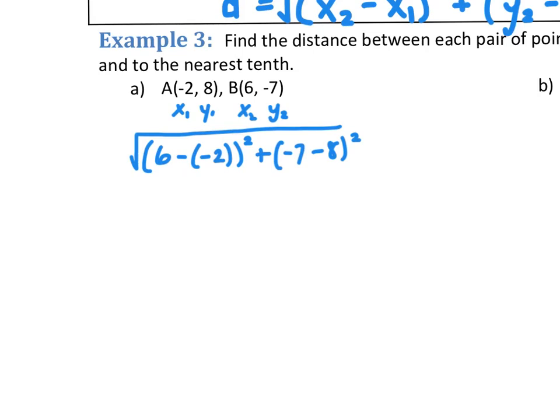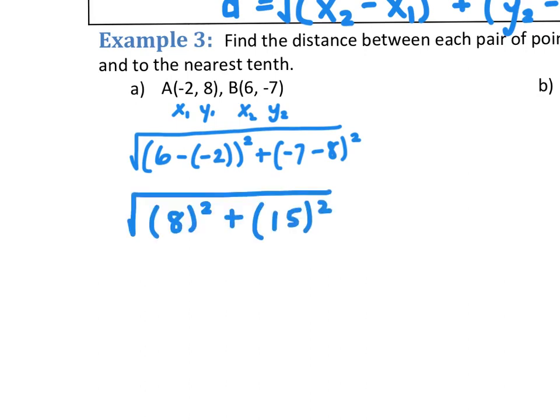So I like to organize our coordinates. We've got x1, y1, x2, y2, and then we can start to put them into the distance formula above. So we've got 6, which is my second x coordinate, minus -2 squared plus -7 minus 8 squared. Now it's just down to doing some arithmetic to solve this out. 6 minus -2 is 8, squared. -7 minus 8 is -15, squared.